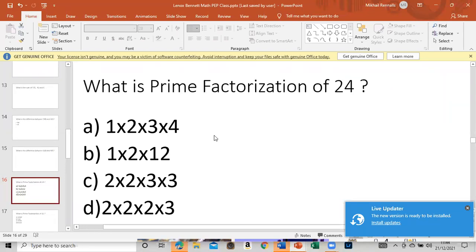All right, so let us discuss. Someone says A. So it's A versus D. Both of them, if we multiply them, will give us a product of 24. Let us check that first. 1 times 2 is 2, 2 times 3 is 6, and 6 times 4 is 24.